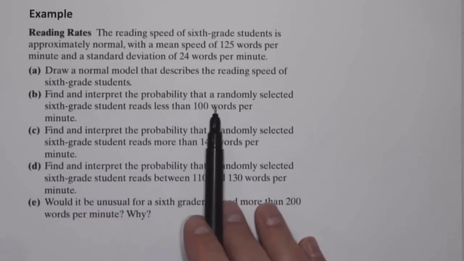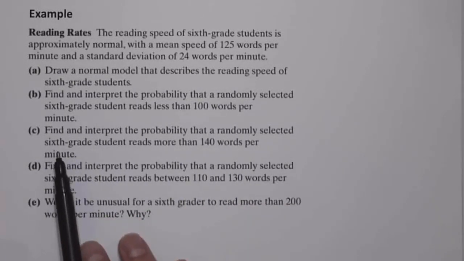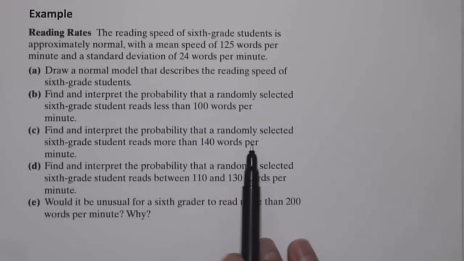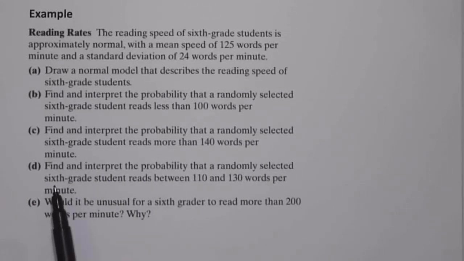Find and interpret the probability that a randomly selected 6th grade student reads less than 100 words per minute. Find and interpret the probability that a randomly selected 6th grade student reads more than 140 words per minute. Find and interpret the probability that a randomly selected 6th grade student reads between 110 and 130 words per minute. Would it be unusual for a 6th grader to read more than 200 words per minute, and why? So we're going to look at each one of these problems on a separate sheet.